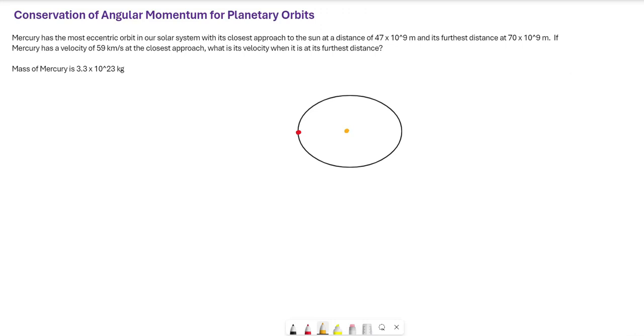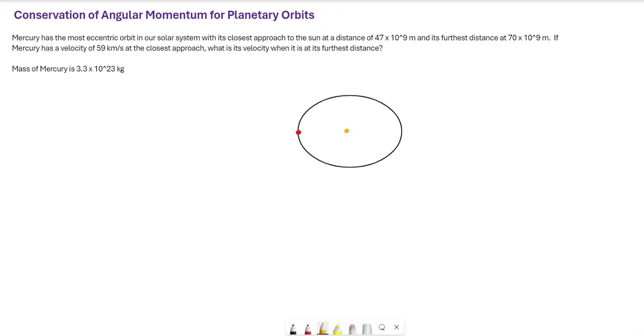In this video, we're going to go over another quick example of the conservation of angular momentum, this time for planetary orbits. In another problem, we went over a spinning skater. That's an example of conservation of angular momentum in rotation. And this is an example of conservation of angular momentum in a planet revolving around a star.